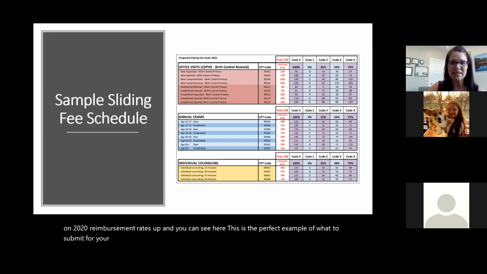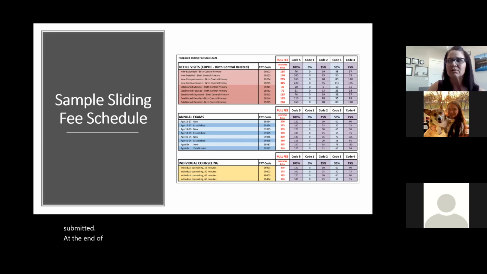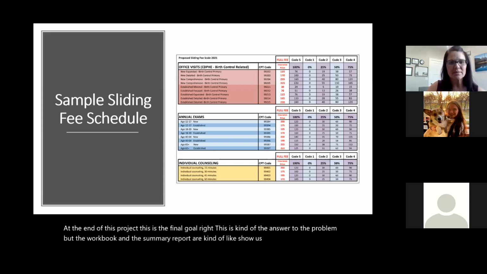This is going to be that document that you create in the workbook, and that extra tab that you're going to keep and say, here is our charge master. Here are the codes that we charge. Here's our sliding fee scale. This needs to be submitted at the end of this project. This is the final goal, right? This is the answer to the problem, but the workbook and the summary report are like, show us your work. So keep that in mind.